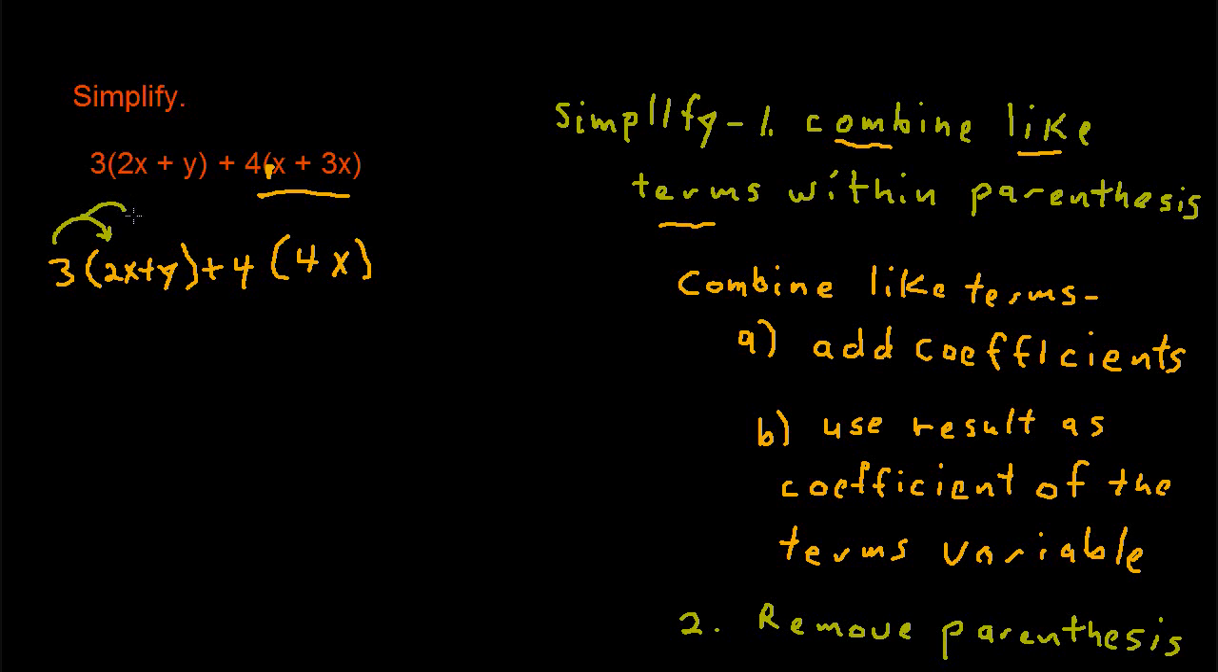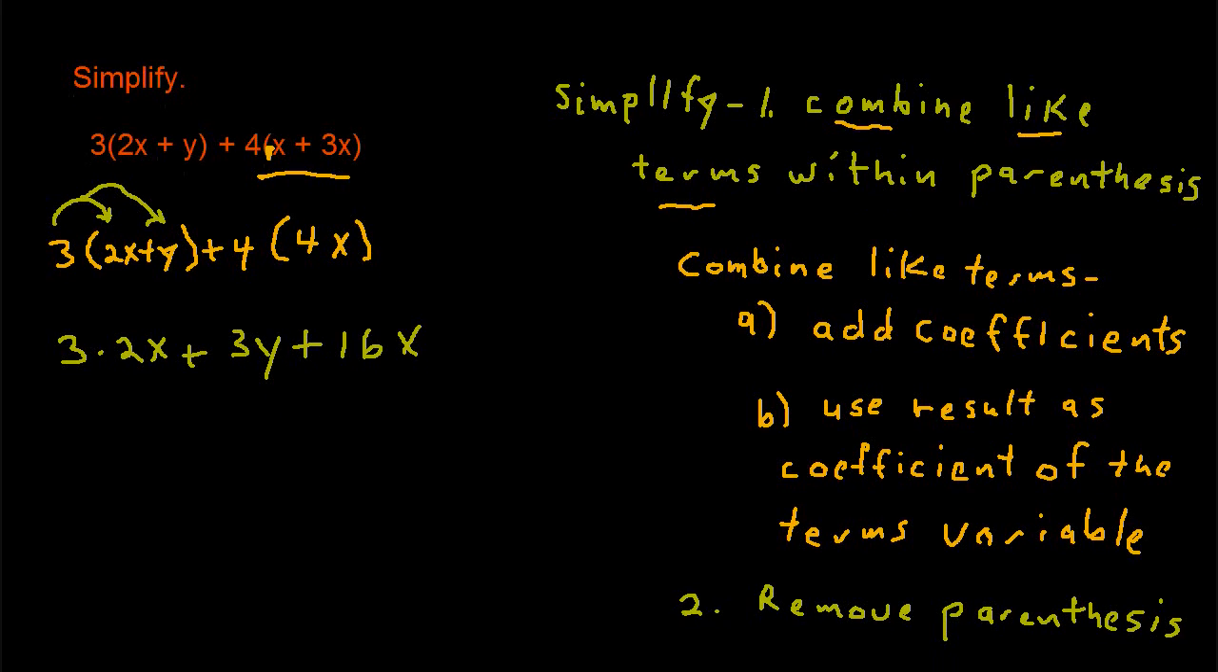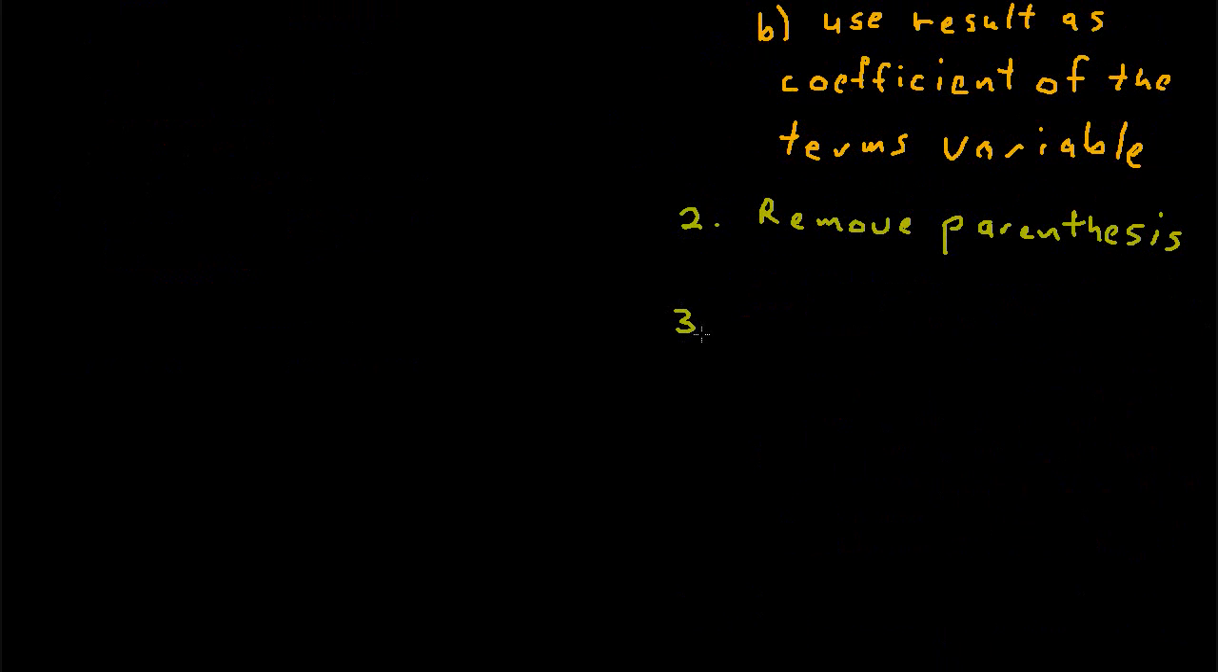Let's multiply 3 times the 2x and 3 times the y. 3 times 2x gives us 3 times 2x plus 3 times y is 3y. And out here we can remove these parentheses. 4 times 4x is, by the associative property, we could group them differently and get 4 times 4, which is 16x. Okay, we've removed parentheses.